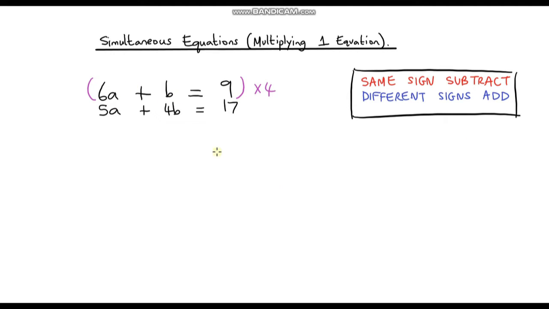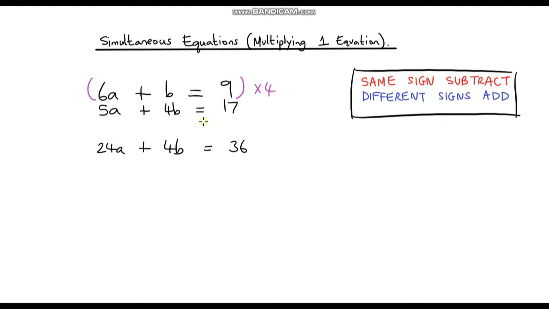So let's do that. 6a times 4 gives me 24a. And now b times 4 would be plus 4b. And notice how we've got 4b and 4b now. And if I multiply the right-hand side by 4, 9 times 4 is 36. So now I've just changed the top equation. It's still exactly the same because I've done exactly the same to both sides. I multiply the left-hand side by 4 to give me this, and the right-hand side by 4 to give me this.